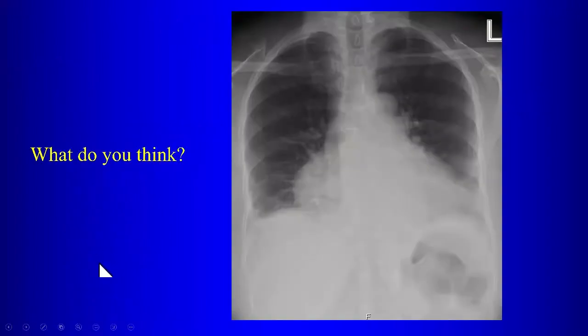All right, so over at Beth Israel, what's abnormal on this chest x-ray?